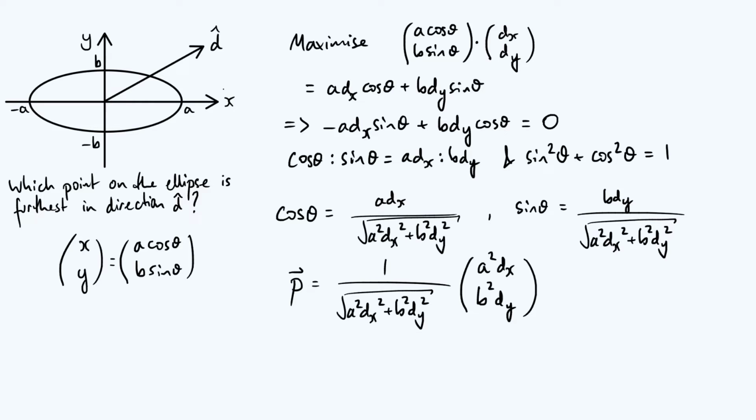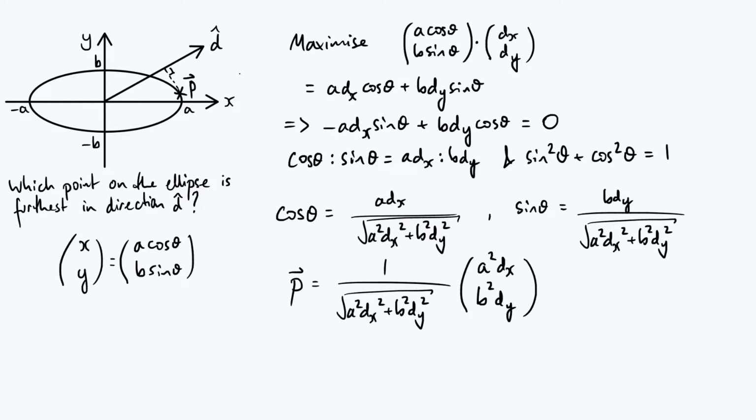Graphically, we can just spot where that is on the diagram. In the configuration that I've drawn it, it'll be somewhere over here because then your projection onto that axis is going to be as big as possible. So I could write point P there.